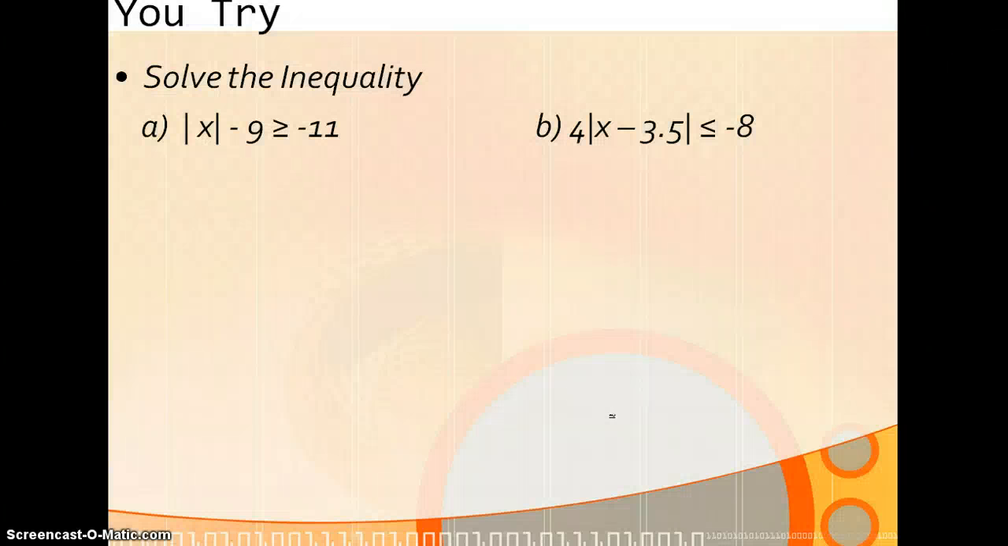So for the Your Try, it says solve the inequality, and you have for A, the absolute value of x minus 9 is greater than or equal to negative 11, and B is 4 times the absolute value of x minus 3.5 is less than or equal to negative 8. Again, watch the inequality and the negative. Both those two pieces combined will tell you which is which.